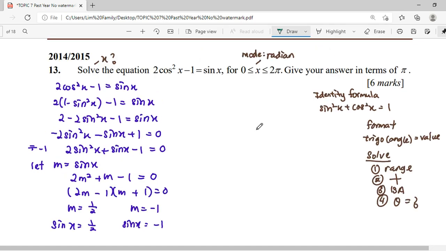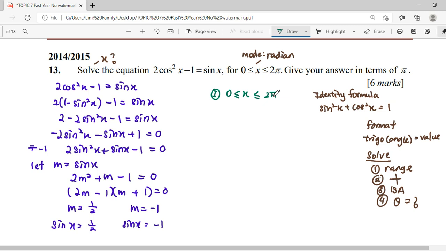Our range of the answer, for the first step, our x is in between 0 and 2 pi. And then we read our solution here. Is it having the same angle as the question given? The question angle given here is x between 0 and 2 pi, and our solution here is also x. So we can use it directly. 0 to 2 pi means 0 until 360.